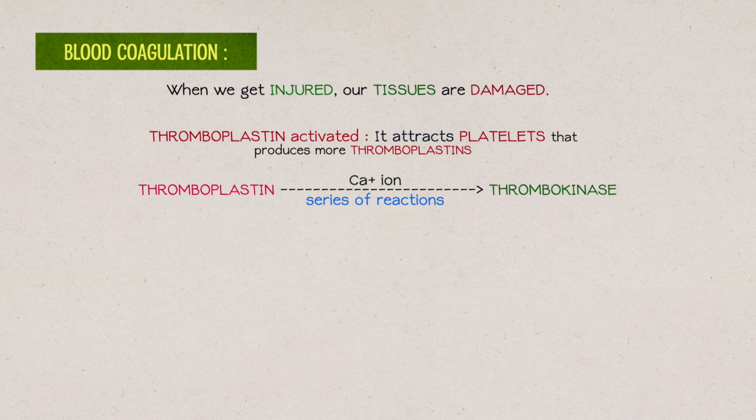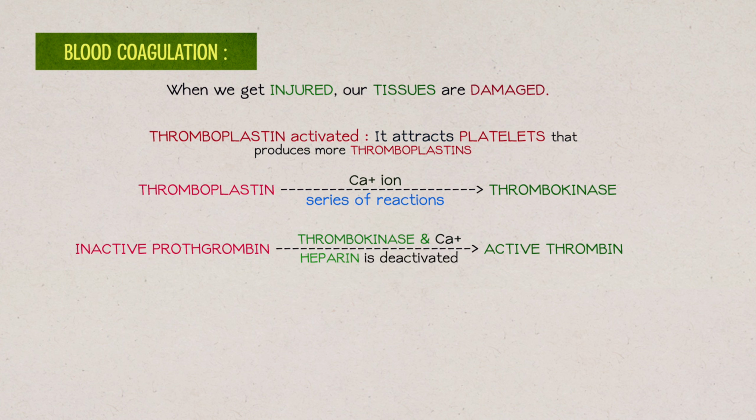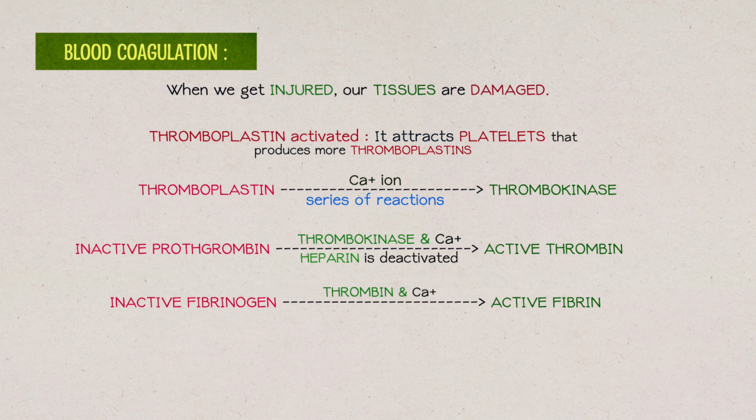In the presence of calcium ions, the thromboplastins trigger a series of chemical events that activate thrombokinase. The calcium ion is a very important component required for blood coagulation. Then, in the presence of calcium ions, thrombokinase changes inactive prothrombin into active thrombin. When thrombin is active, the anticoagulant heparin gets deactivated so that it will not stop blood from clotting. The active thrombin converts inactive fibrinogen into active fibrin, which happens in presence of calcium ion.